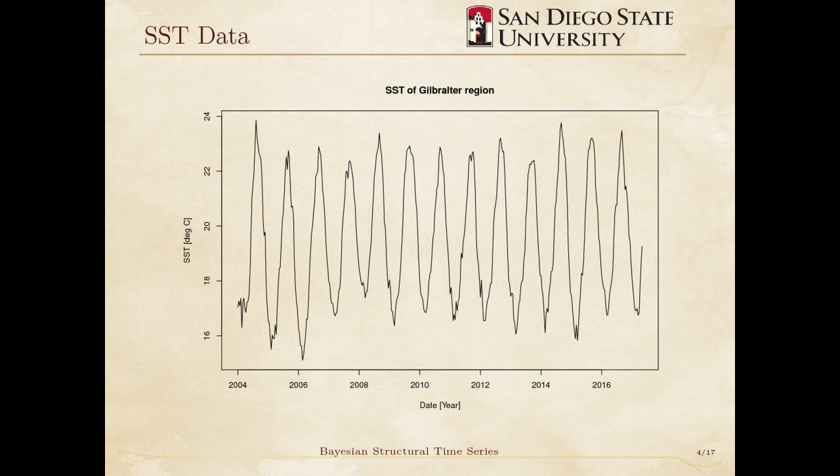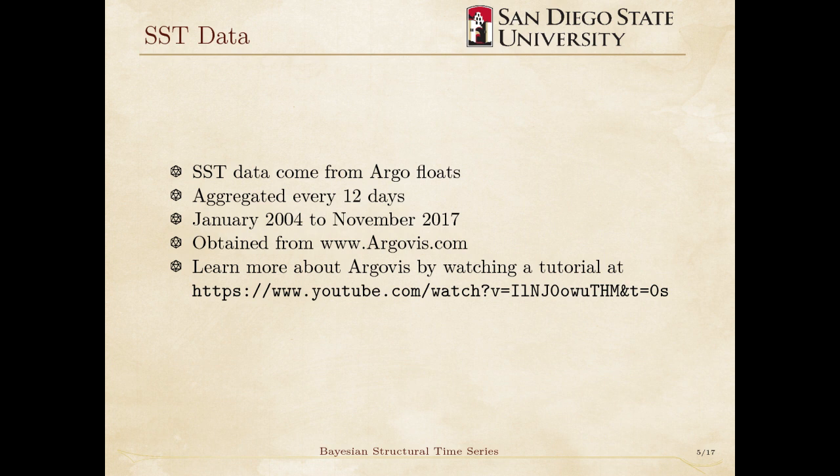The data is retrieved by Argo floats. Argo is an array of about 3,000 floats measuring temperature, pressure, and salinity of the top 2 kilometers of ocean globally. Here, the data is aggregated into 12-day periods from January 2004 to November 2017. I gathered this time series from the website ArgoViz. At argoviz.com, you can access data taken from instruments floating in the ocean all over the world. More information about ArgoViz is on my YouTube channel, provided by the link.